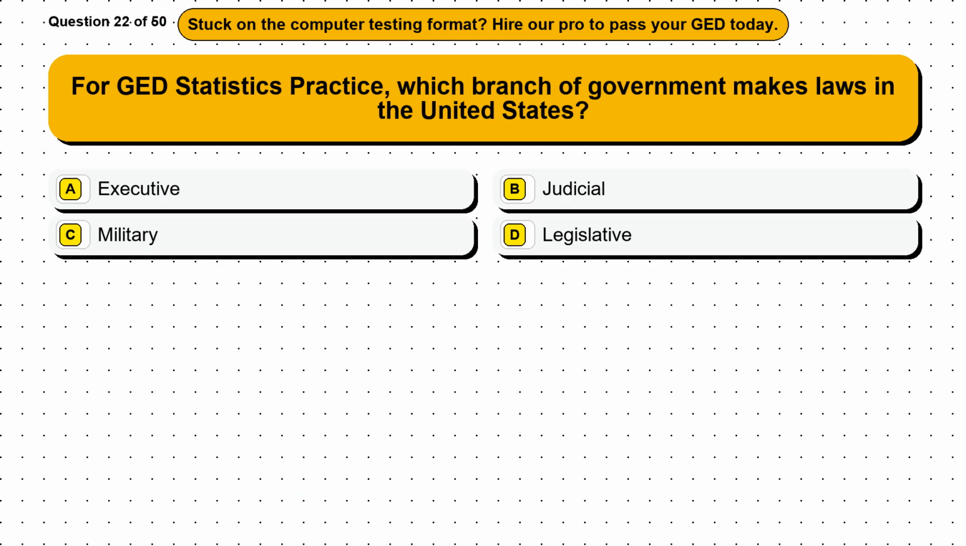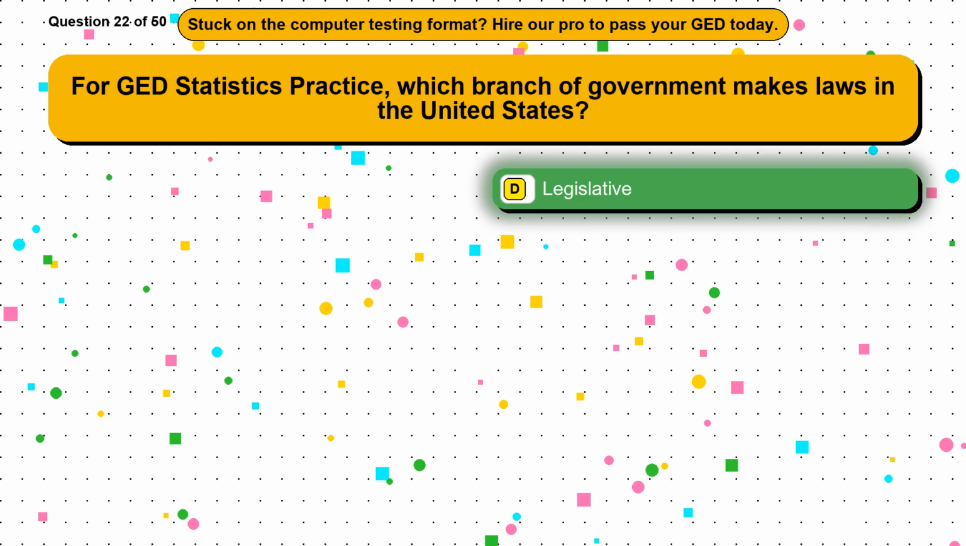Question 22. For GED Statistics Practice, which branch of government makes laws in the United States? Option A, executive. Option B, judicial. Option C, military. Option D, legislative. The correct answer is option D.